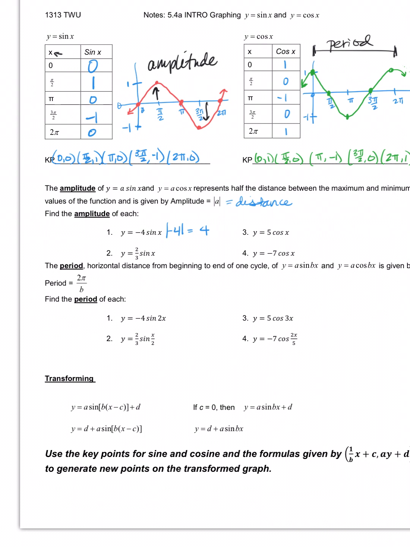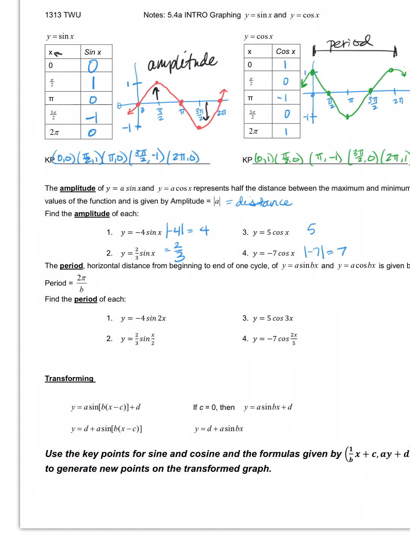Look at number 2. What's the amplitude of this one? 2/3. Yep, just 2/3. Then 3, 5, and number 4? 7. So the absolute value of 7 is 7. That's all it is, as amplitude.